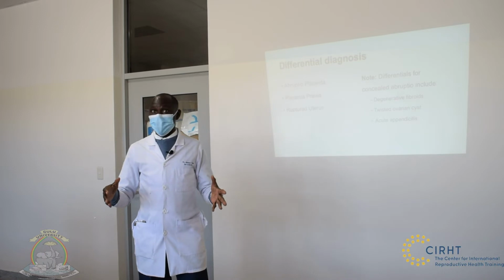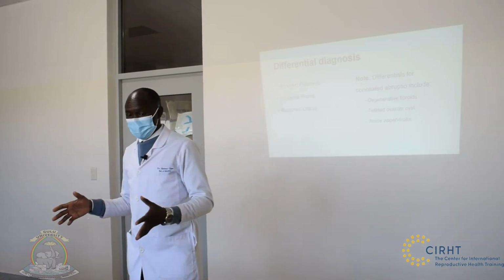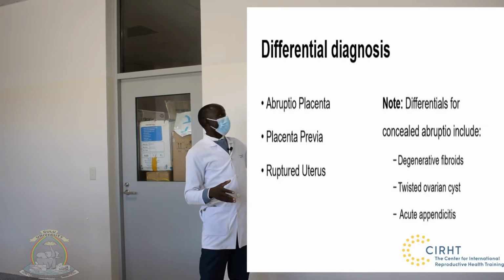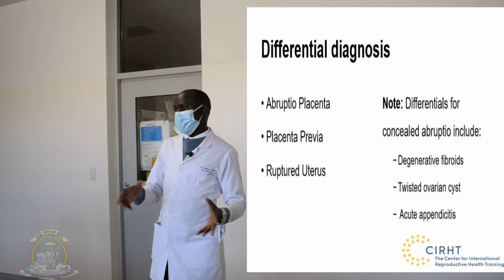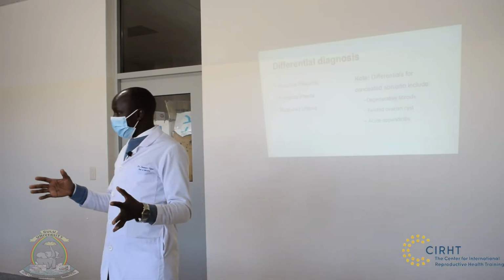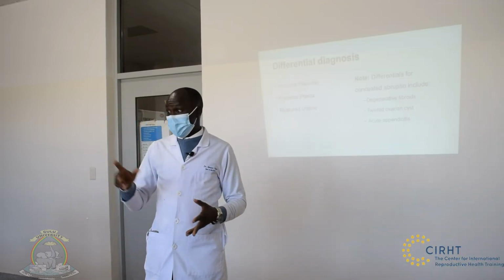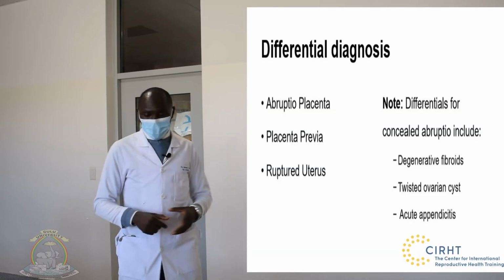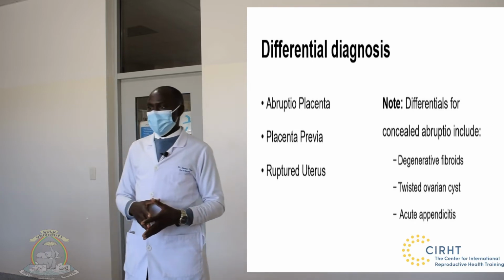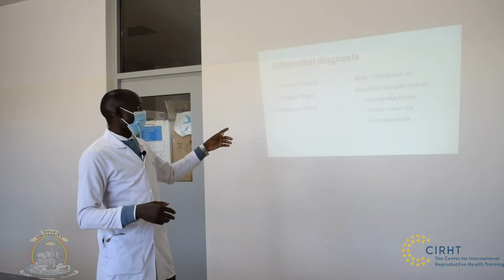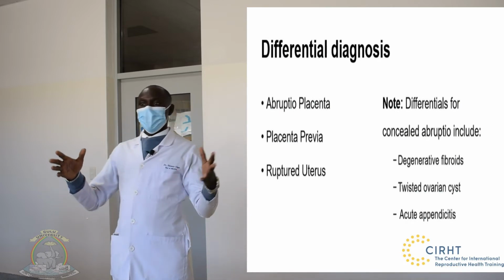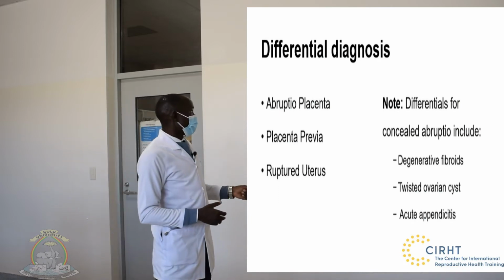Let's look at the differential diagnosis of a patient with antepartum hemorrhage. One of the commonest is abruptio placenta. I told you at the beginning that they constitute about 30% of all cases of antepartum hemorrhage, and it's very common. The other one is placenta previa, about 20% of most of the cases of antepartum hemorrhage. And then we have other causes like rupture uterus, also becoming very common. We also have vasa previa, also common.